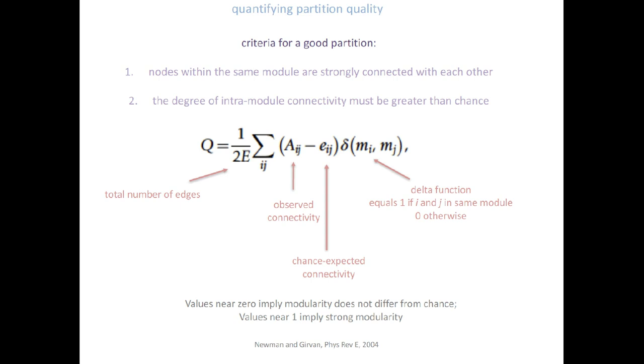That means that values near zero imply that the level of modularity in the network does not differ from chance expectations, because really what we're talking about is the difference between observed and expected. So if we're subtracting one from the other and it's zero, then they're basically the same. Whereas if you get a value near one, so one is the maximum, we've got a very modular partition, a strong modularity. So we've got much higher connectivity within modules than we expect by chance. Are there any questions?